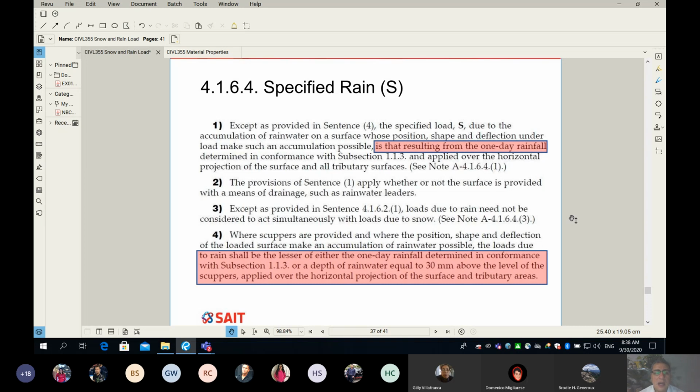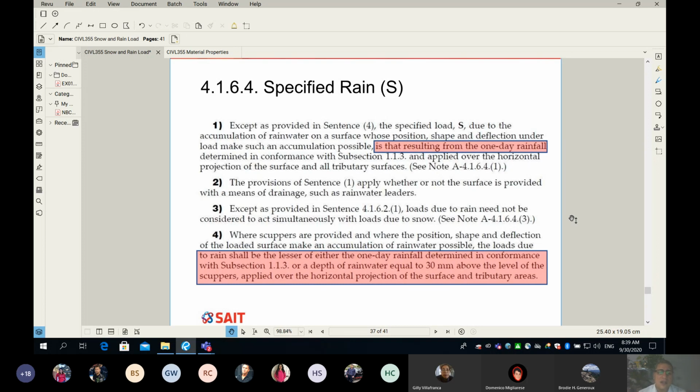So that's number one. Number two, it says here, sentence number one, apply whether or not the surface is provided with means of drainage. So if you have a drainage system or if you don't have a drainage system, don't say I have a drain, so it will be fine. No, whether you have a drain or you don't have a drainage system, you must consider 1 day, one full day of rainfall. And I will talk about this shortly. What does it mean, 1 day?